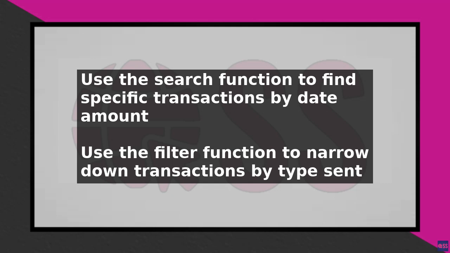In addition to viewing your transactions in the app, you can also export your transaction history to a CSV file, which can be useful for tracking your expenses or income. To do this, go to the Activity tab and tap on the Export button at the top of the screen. By following these steps, you can easily view and manage your transactions on Cash App.